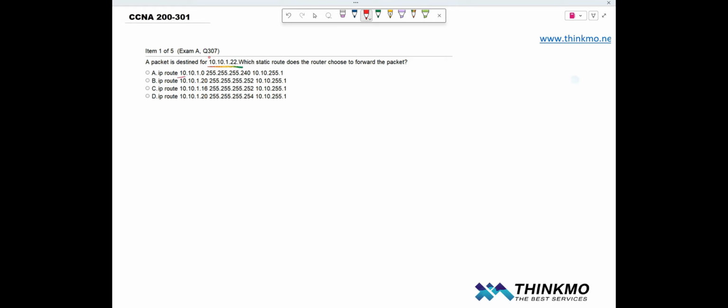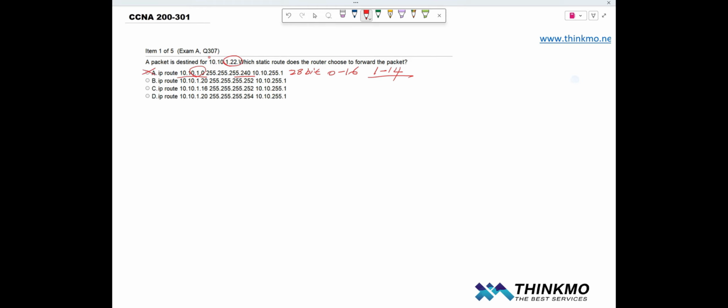Option A. The destination address in option A is 1.1. A 24-bit mask would include this address. But the subnet mask here is 240. What does 240 represent? That's a 28-bit mask. With a 28-bit mask, this network's address range is from 0 to 16. Within 0 to 16, there are 14 usable addresses, from 1 to 14. And this does not include 22, right? From 1 to 14 does not include 22, so option A is incorrect.